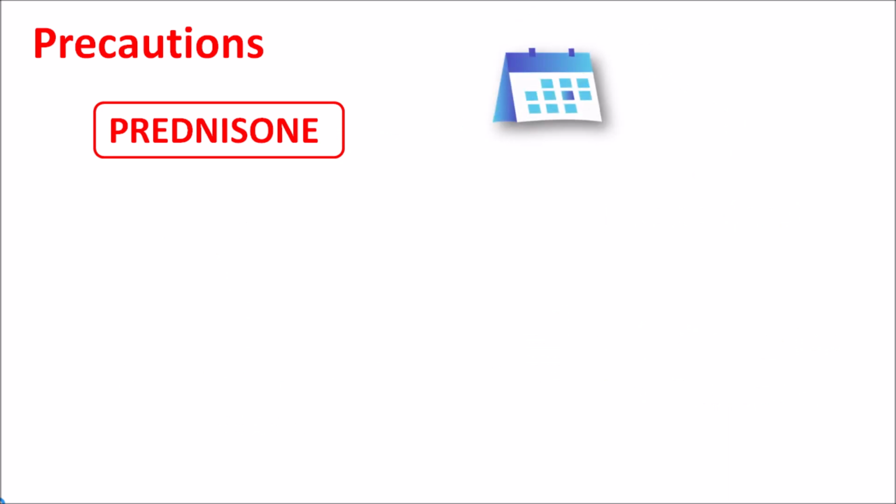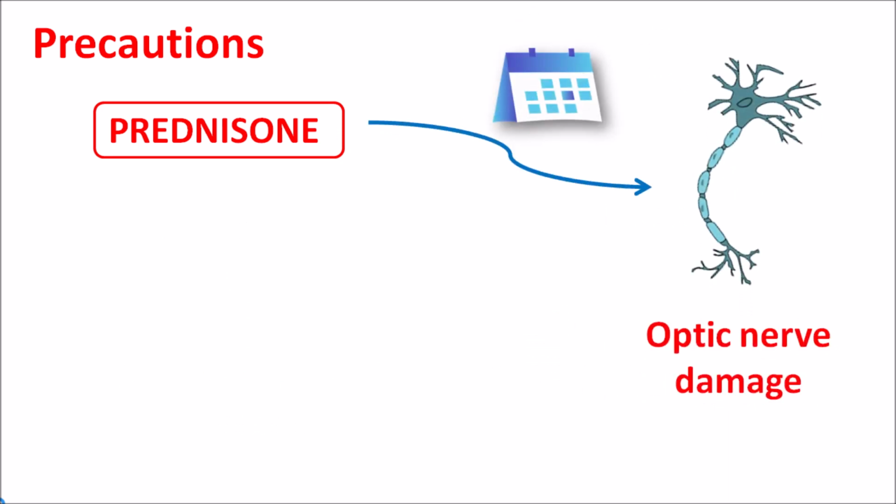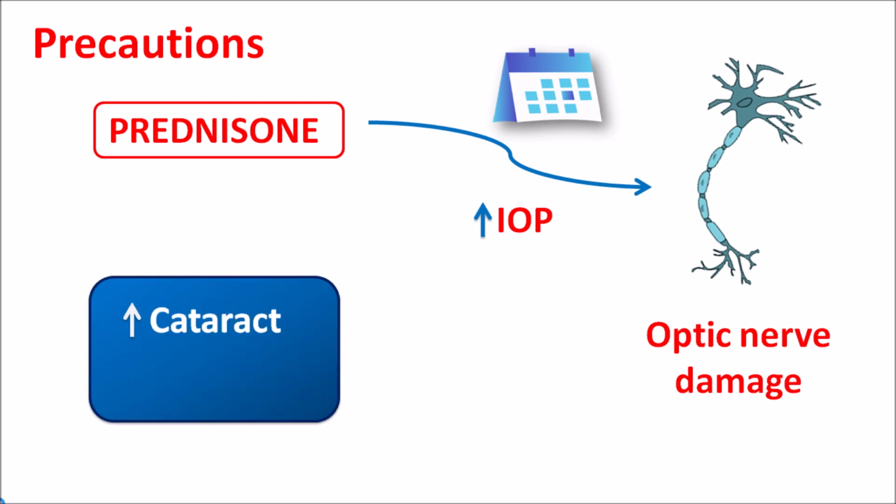Long-term therapy with this drug may produce damage to the optic nerve, resulting in ophthalmic side effects. With the use of prednisone, intraocular pressure may be increased after 6 weeks of treatment, and at high dose, this drug may cause cataracts as well as glaucoma. So in patients with any existing ophthalmic disorders, this drug should be carefully given.